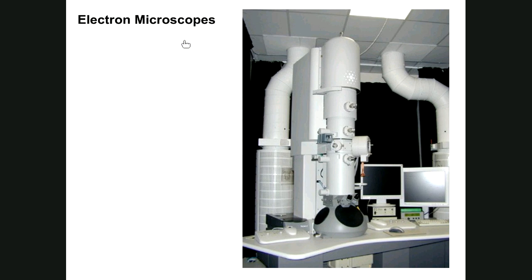But then we have these scopes, EMs, or electron microscopes. Light microscopes rely on a white light source to help you see a specimen. Electron microscopes use an electron beam to help you see the specimen. They're very, very expensive pieces of equipment.